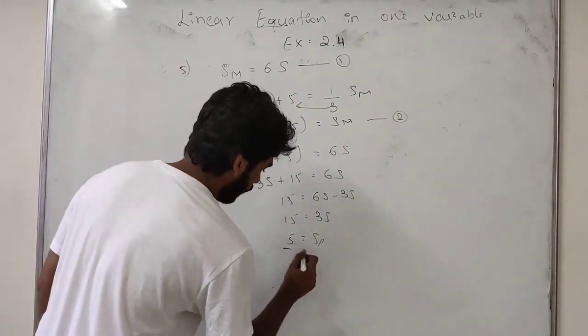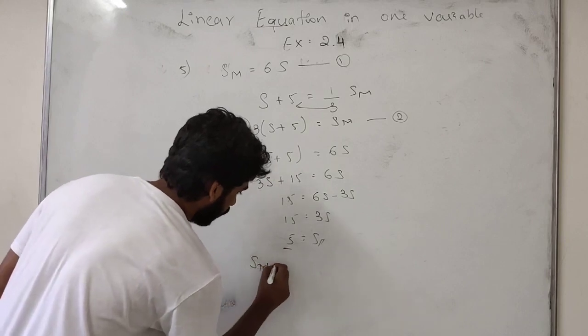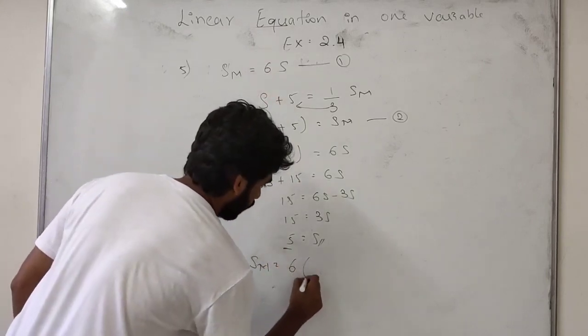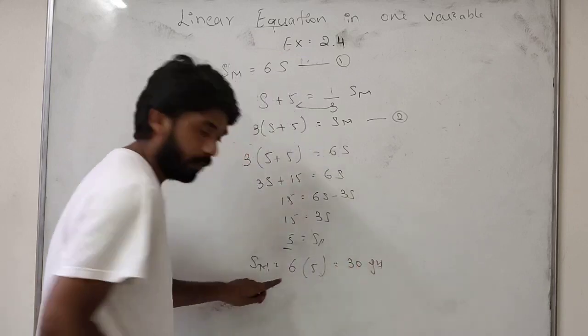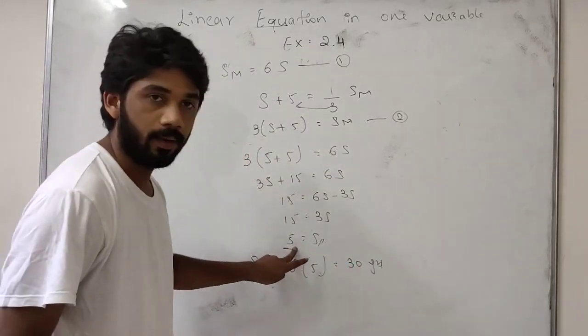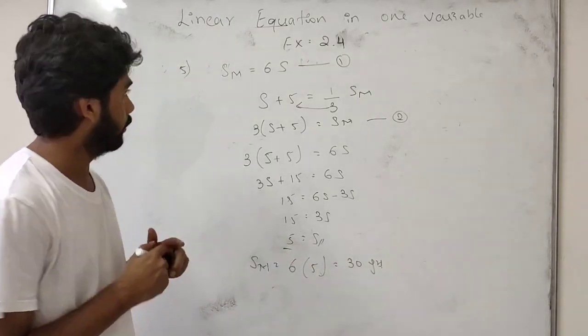So Shobha's age is 5. Shobha's mother we get as 6 into 5, which means 30 years. Shobha's mother's age is 30 years and Shobha's age is 5. Okay students, this is the required solution.